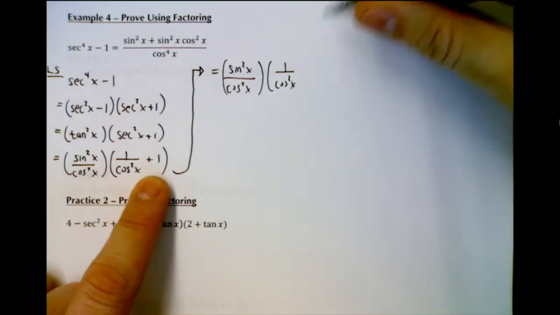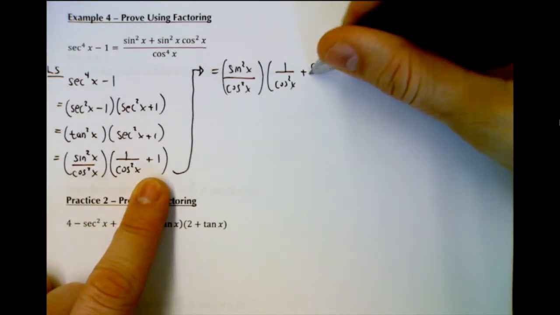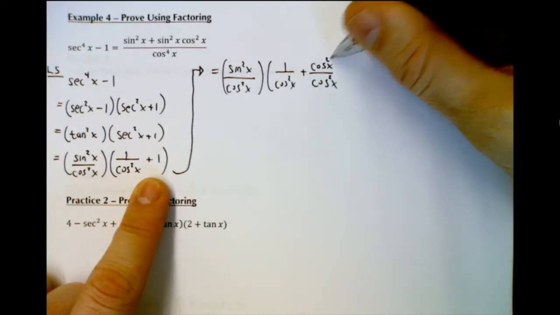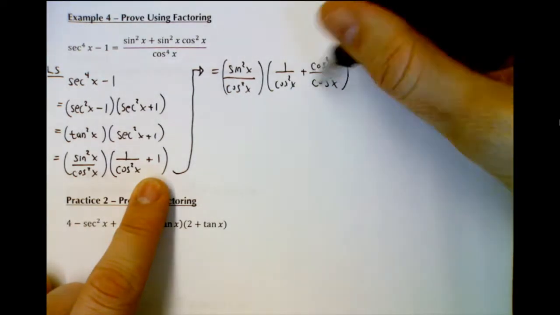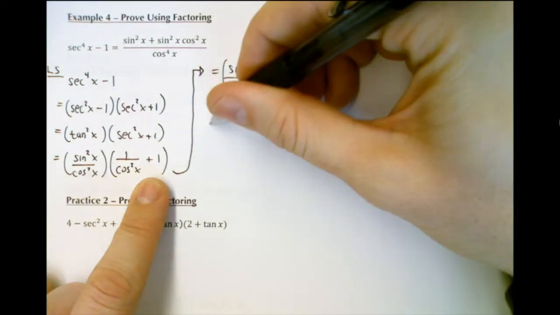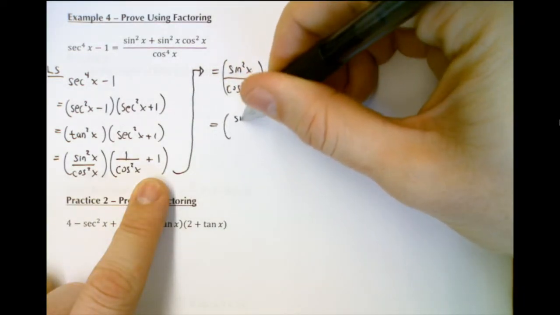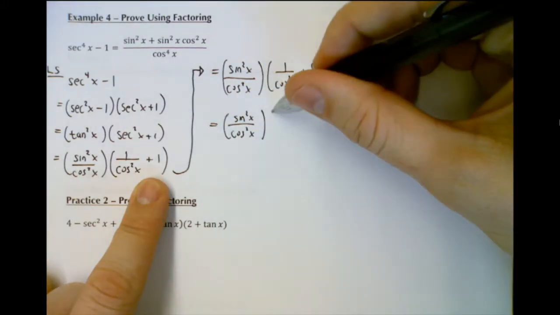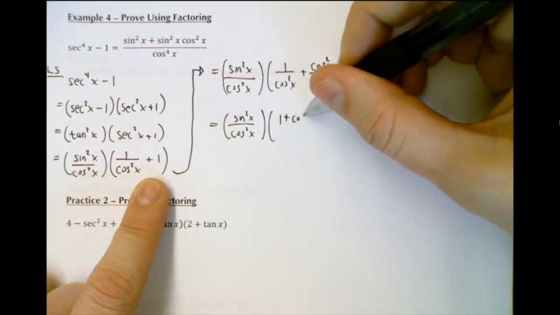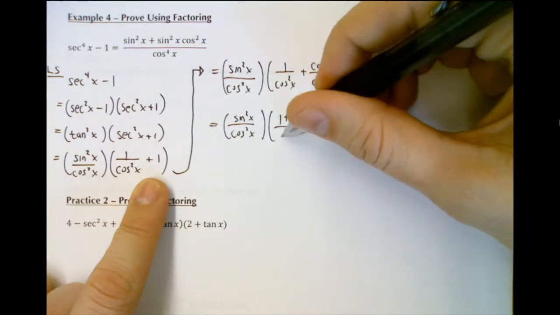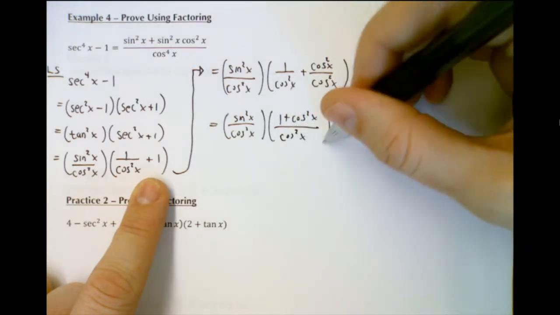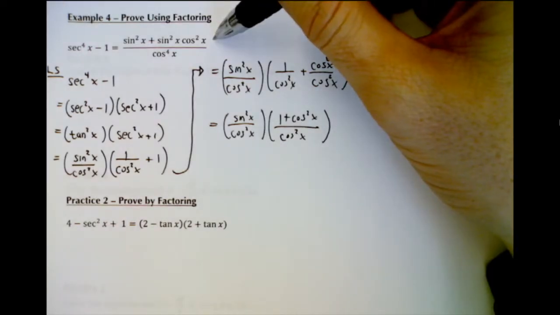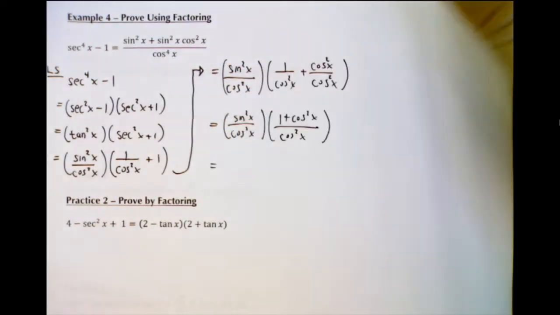You can write 1 as just cos over cos. But we want our denominator to be squared, so cos squared x over cos squared x. And now we can write it over a common denominator. So we've got sine squared x over cos squared x times 1 plus cos squared x over cos squared x. And now we have two fractions that are being multiplied. Our right side is one fraction, so let's multiply these fractions and create one fraction.